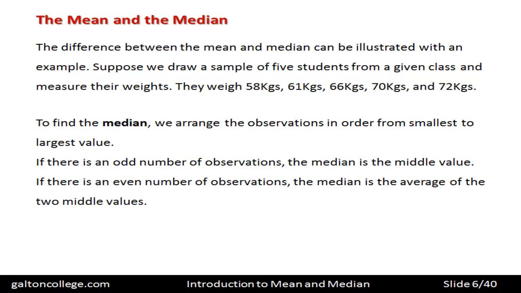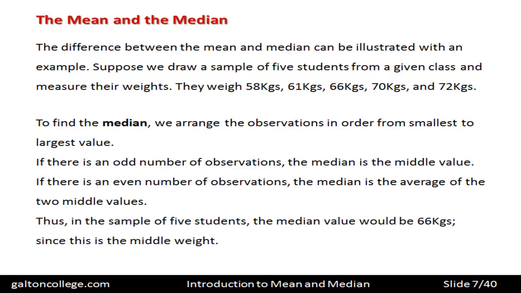If there's an even number of observations, the median is the average of the 2 middle values. So if we had 6 students instead of 5, then we wouldn't have a middle number. So what we do in that case is we take the 2 middle numbers, if you like, the 2 central numbers, and take an average of those. And that becomes our median. So in the example of 5 students, the median value would be 66, since this is the middle weight.